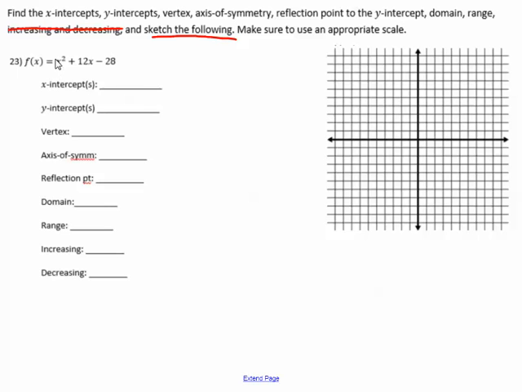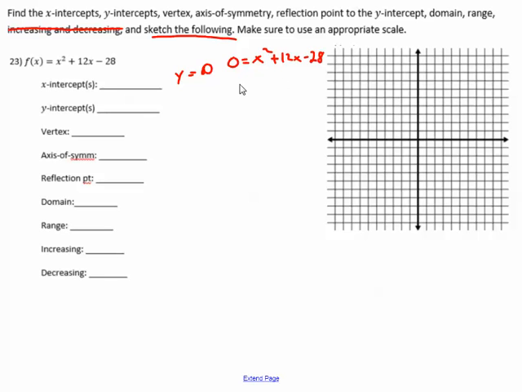All right, so what I've got is right here, a quadratic equation, x squared plus 12x minus 28. What's my x-intercept? Well, the x-intercept happens when y is equal to 0. I would plug in y equals 0. If y equals 0, then f of x equals 0. And I would find that 0 equals x squared plus 12x minus 28.